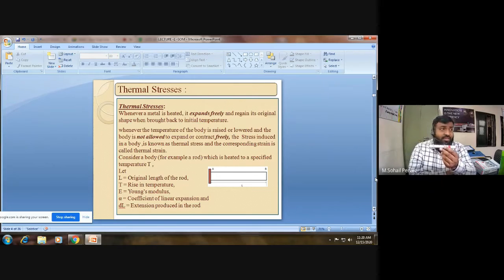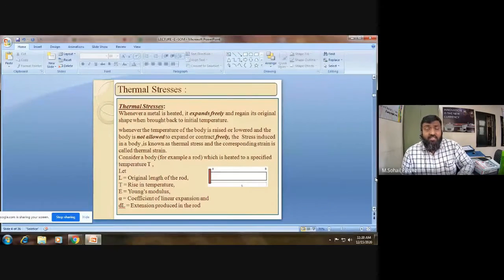Then what will happen? If I am keeping this rod over a surface and heating it, it will expand, and after 1 hour, 2 hours, it will return to its original position when it is cooled down to the original, initial temperature. So it has expanded, and over a period of time it has again acquired the same position. So this is the first case.